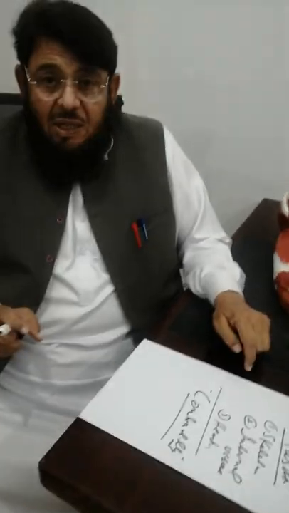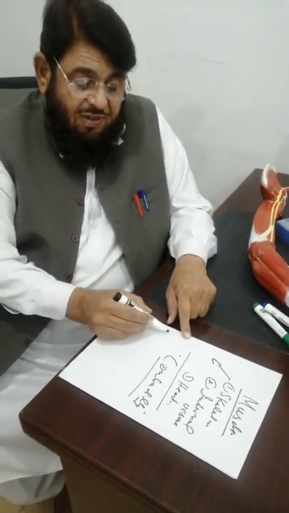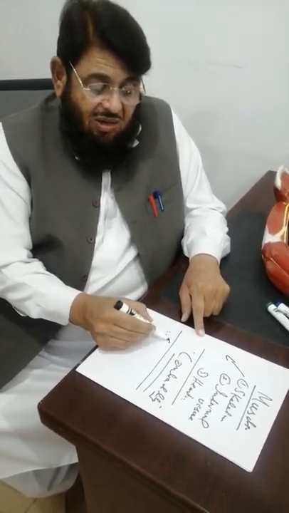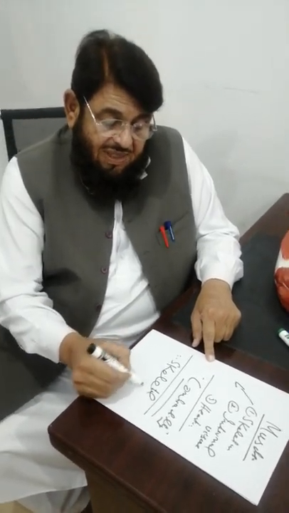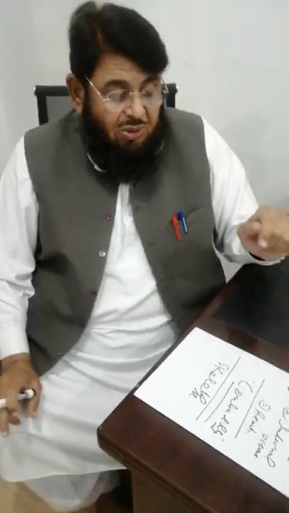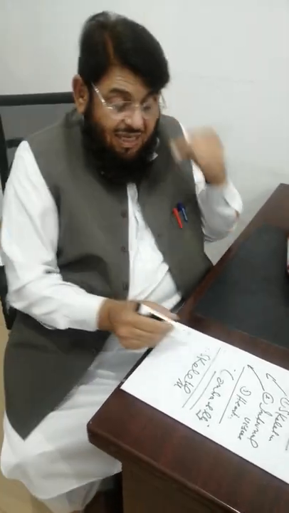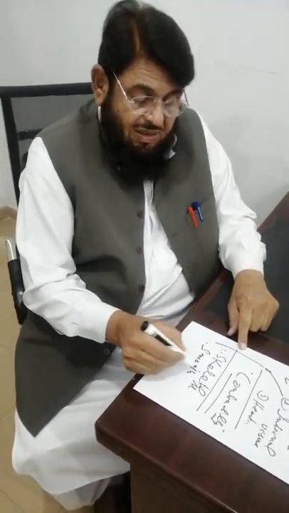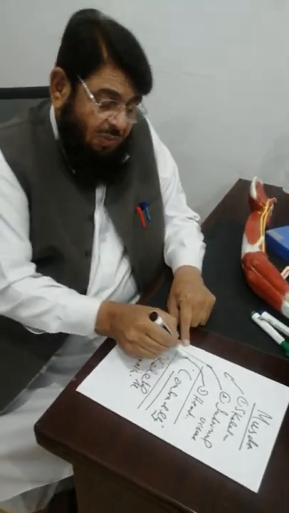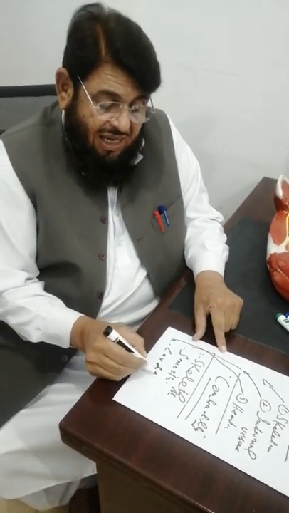in this way the muscles are being divided into three types. Number one, the muscles that produce the movement of the skeleton, these are called skeletal muscles. And the muscles that produce the movement of the internal viscera like the stomach and intestine, these are called smooth muscles. And the muscle that produces the movement of the heart is called cardiac muscle.